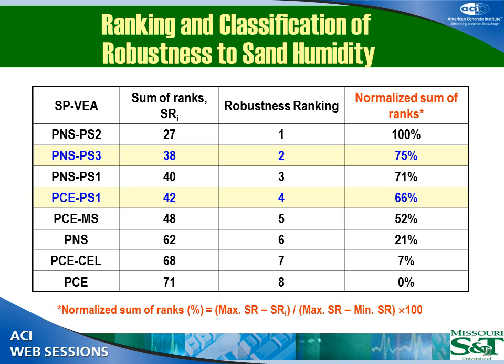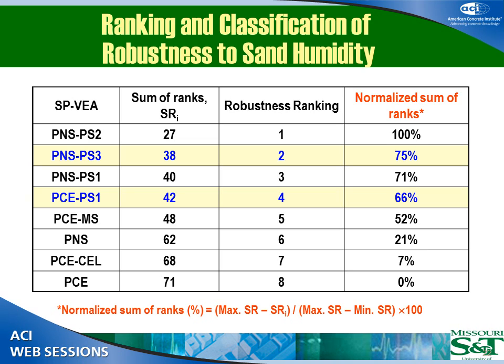And then you can derive over here a normalized sum of ranks, which is basically the maximum sum of ranks for any given test, of all of them, say 71, minus any given test, divided by the range of maximum minus minimum. And the normalized sum of ranks that is the highest will give you the best ranking. That means of all the 20 different properties that we measured, the one that is less sensitive, the most robust, would be the mix with the PNS and PS2.